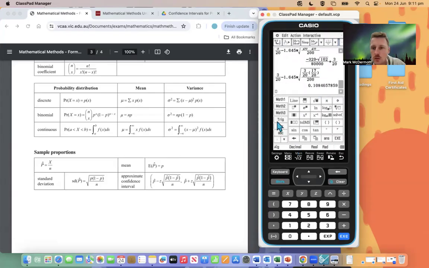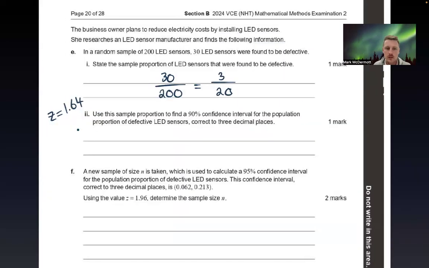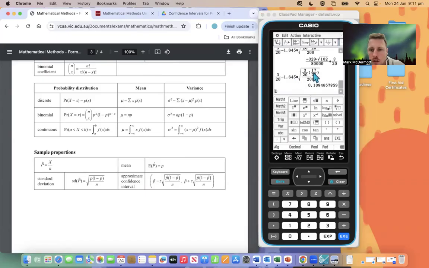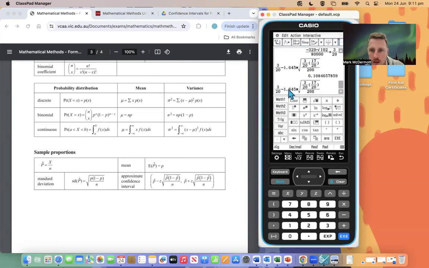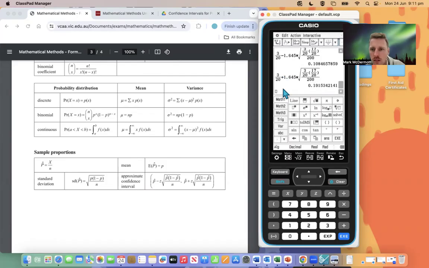We want it as a decimal, 0.108, to 3 decimal places. And we want to change this to a plus now, because the other one is a plus. That gives 0.192.